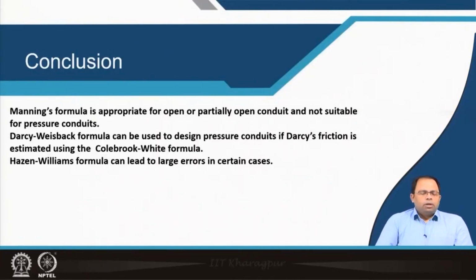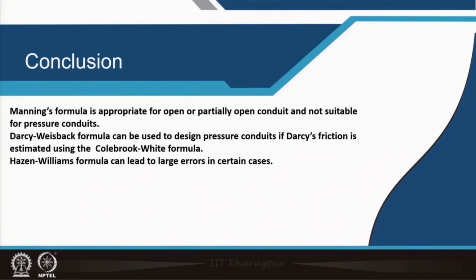To conclude, Manning's formula is appropriate for open or partially open conduits and not suitable for pressure conduits. Darcy-Weisbach formula can be used to design pressure conduits if Darcy's friction factor is estimated using the Colebrook-White formula. And finally, Hazen-Williams formula can lead to large errors in certain cases, so we have to be careful in using this formula.